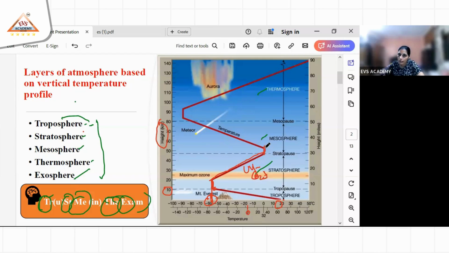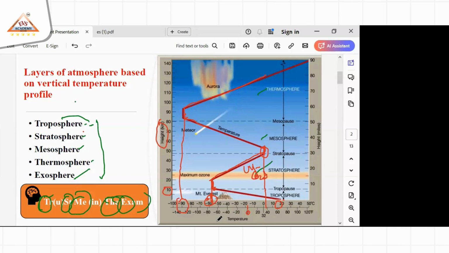After this, again there is a constant phase. Again in the mesosphere, there is a decrease in temperature. You can see on and around minus 90, which means the mesosphere is the coldest layer. After that, in the thermosphere, again there is an increase in temperature. In the stratosphere, there is an increase from minus 60 to 0 degrees Celsius. You can see that much increase in temperature in the stratosphere with height.